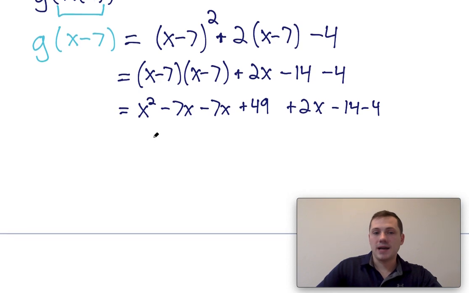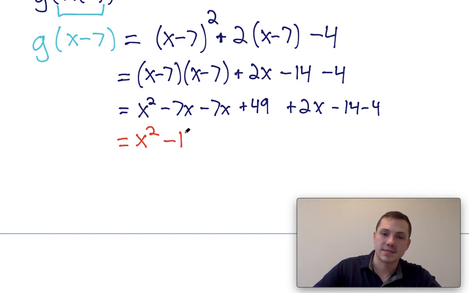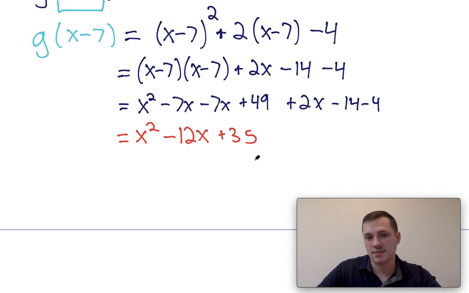And then we need to combine all the like terms. So we're going to have x squared minus 7x is minus 14x, plus 2x is minus 12x, 49 minus 14 is 35, minus 4 is 31. So we would have x squared minus 12x plus 35.